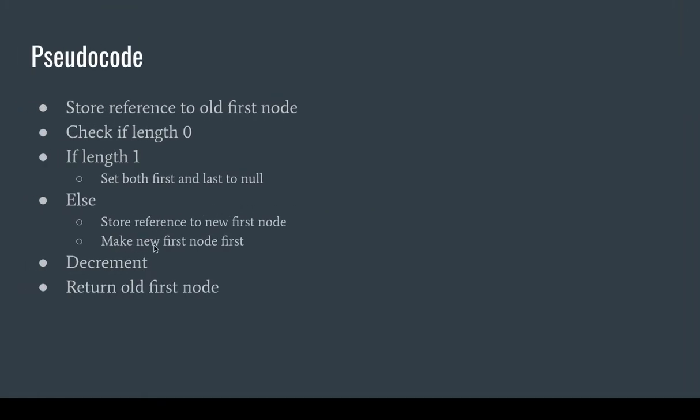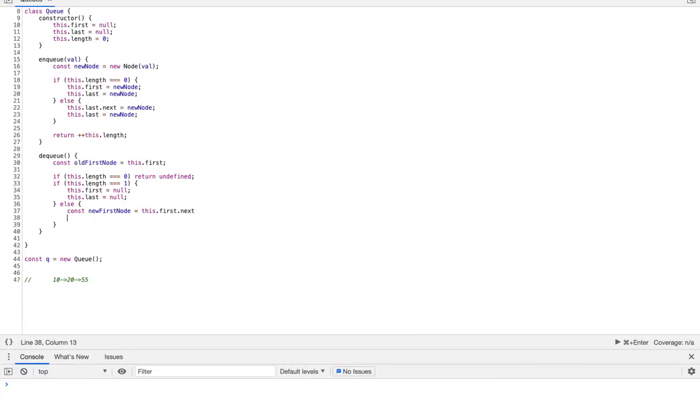Next, we're going to make the new first node the first. So now we're going to make it officially the first. We're going to say this dot first is the new first node. It's as though this was first, I'll put F for first initially, and then once we remove this 10 here, we're making this 20 now the first. That's what we did there.